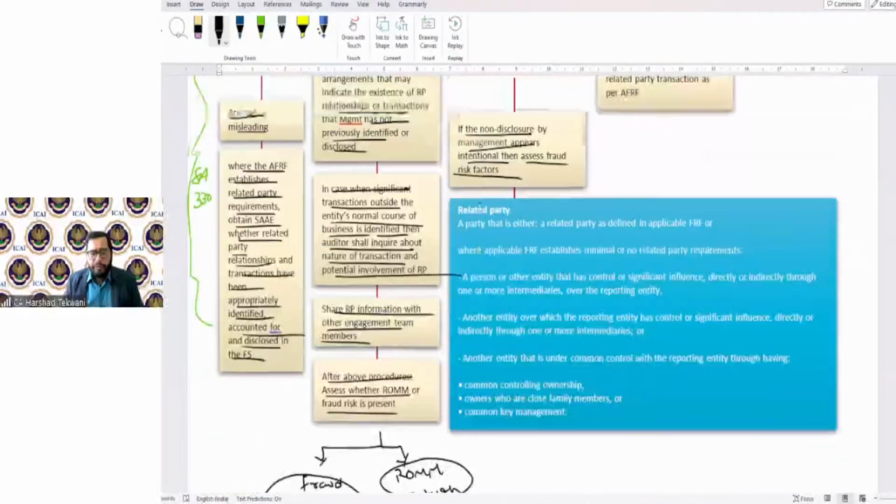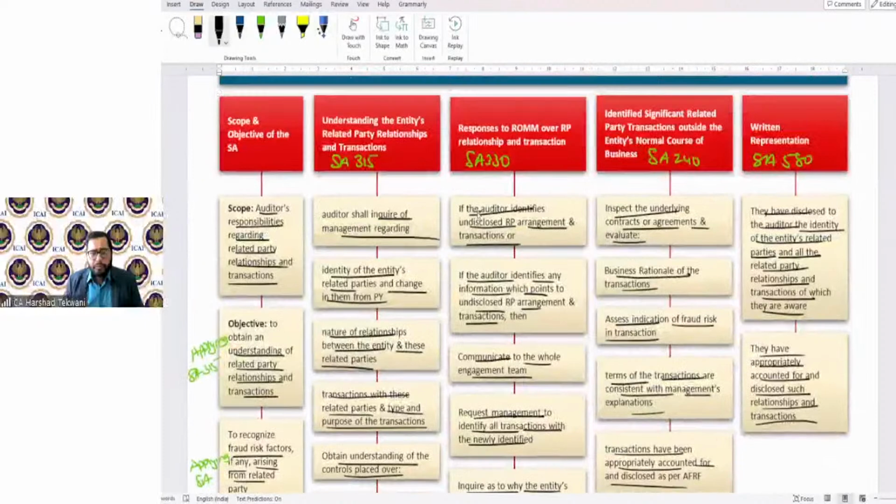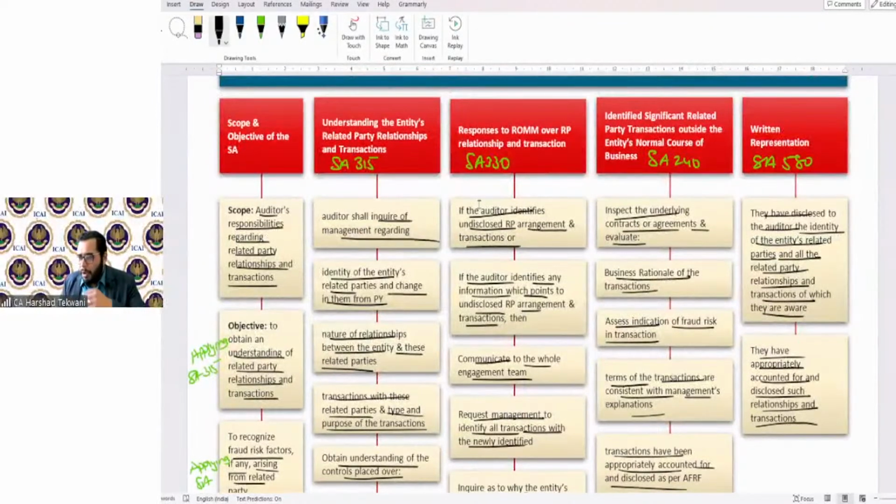Any doubt? If the transaction is with the government, then is there any exemption of related party clause? Very good. So are you looking for an exemption here or are you looking for an exemption on the company side?